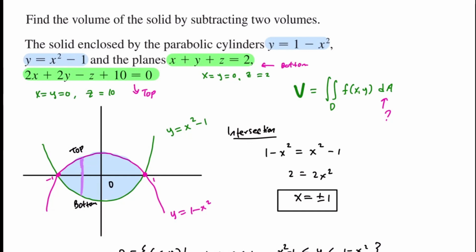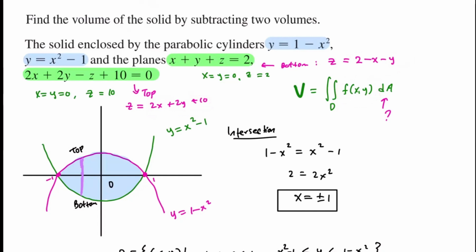Now, we need to solve each of these for z. For the first equation, I'm going to solve for z by moving x and y to the right-hand side. So you'll have z is equal to 2 minus x minus y. For the second one, I'll solve for z. So I will have 2x plus 2y plus 10. That's my z top. So as you can see, both of these are functions of x comma y. So that's what our integrand eventually had.